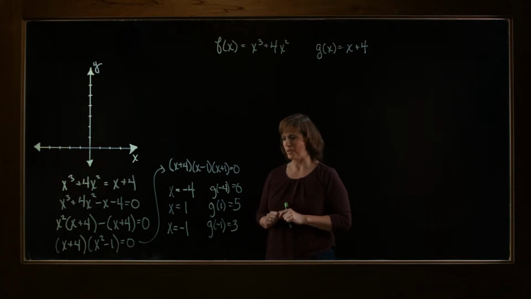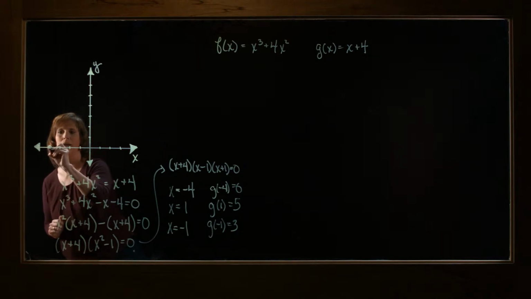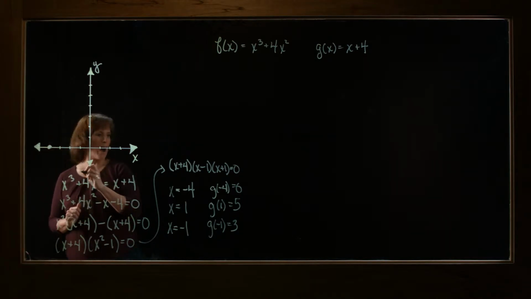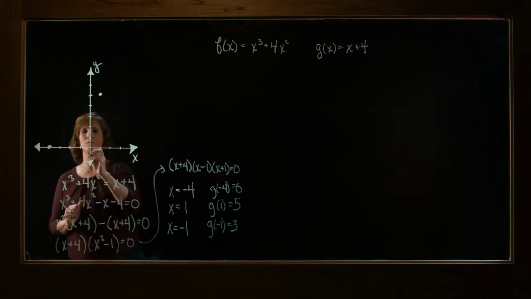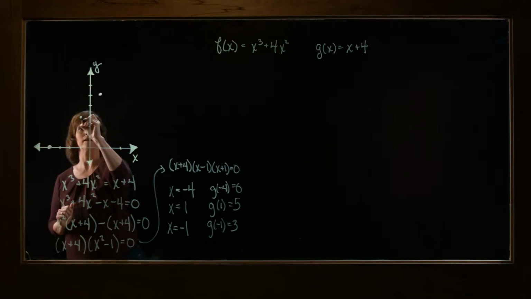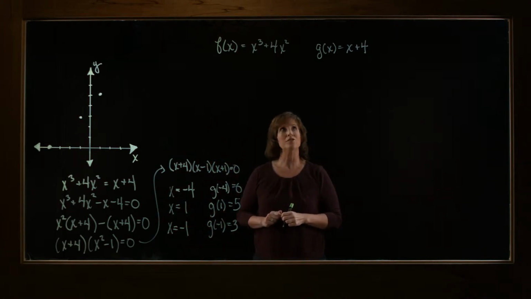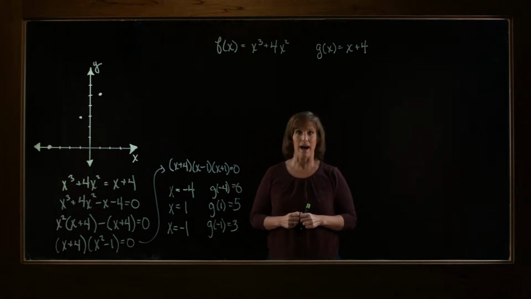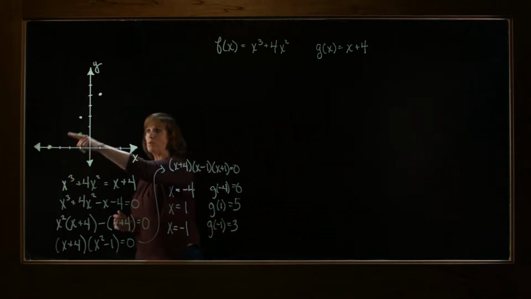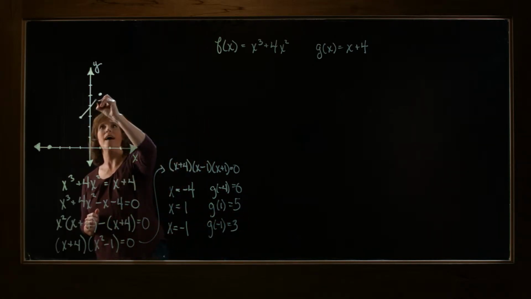So let's go ahead and plot those points on my graph. I have the point negative 4, 0, which is right here. I'm going to have the point 1, 5, which is right here. And the point negative 1, 3, which is right here. All right, so let's concentrate now on graphing my two functions. The function g of x is the simpler one. It's a line. And I know that these 3 points are all solution points to that line. So I'm just going to go ahead and draw that in.